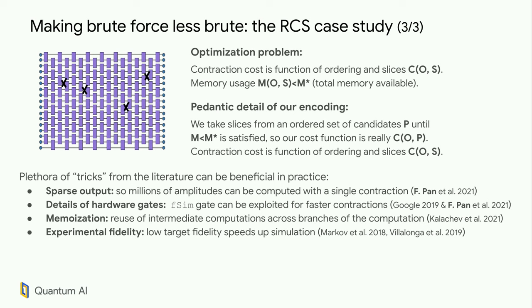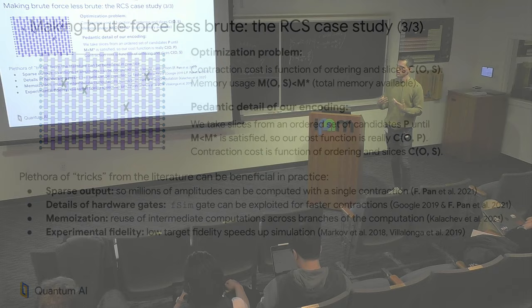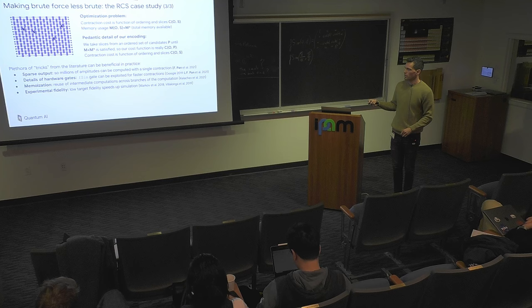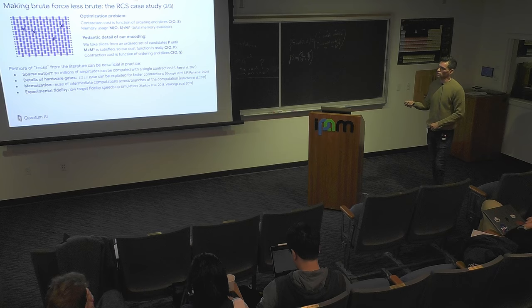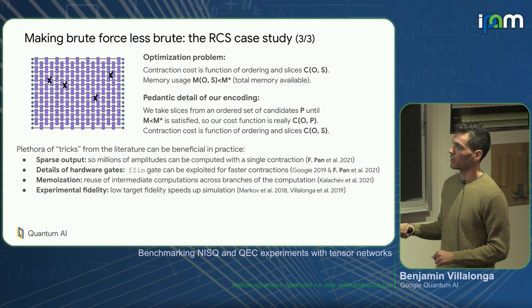So the output, as you know, we want many probability amplitudes so that we can accept or reject many bit strings. And so for a million amplitudes or 10 million amplitudes, do we want to compute this 10 million times? Well, it turns out, and Feng Pan will also give a talk, probably on a different topic this week, he and collaborators introduced this: with a single contraction, you can compute an entire set of output amplitudes that are actually not even correlated.